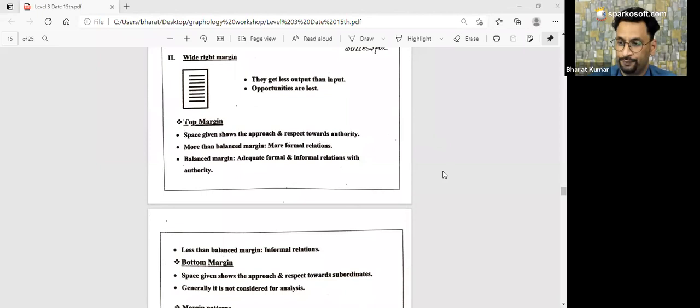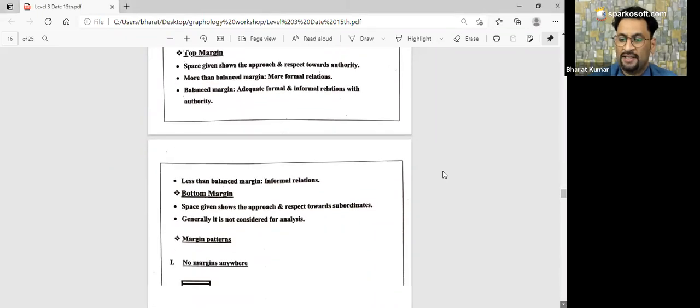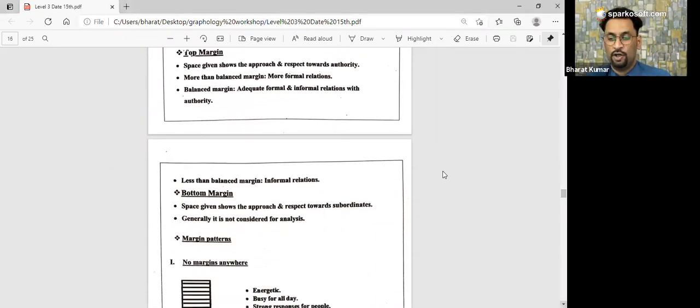Now, is the top margin clear? Now, the top margin. If top space is present, there is an approach and respect towards authority. More than a balanced margin, if excessive, means more formal relations. Formality is greater. If the margin is balanced, there is an adequate formal-informal relation.